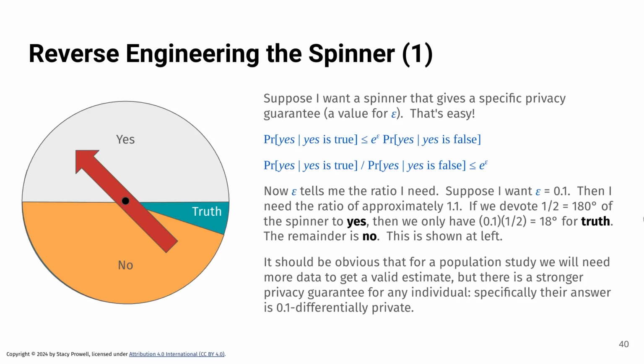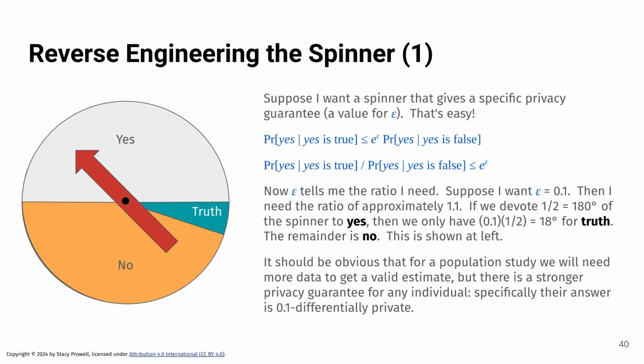Now, this lets us do some reverse engineering of the spinner, which lets us further visualize what epsilon means. So suppose I want a spinner that gives a specific privacy guarantee. I want a particular value for epsilon. Well, I use my little equation for differential privacy. You see it right there, right? The probability of yes, given that yes is true, is less than or equal to e to the epsilon times the probability of yes, given that yes is false. I divide both sides by the probability on the right, and I wind up with the ratio less than or equal to e to the epsilon. So epsilon tells me, in this case, the ratio that I need.